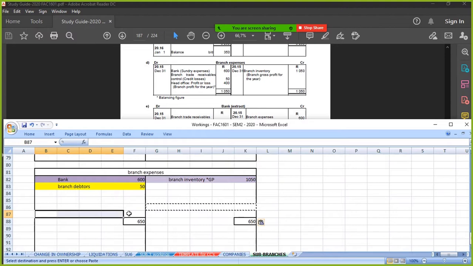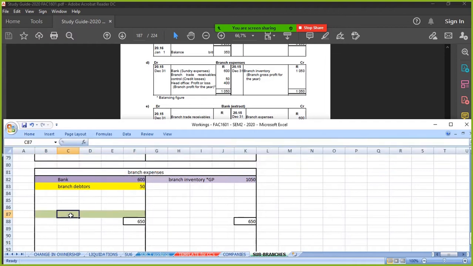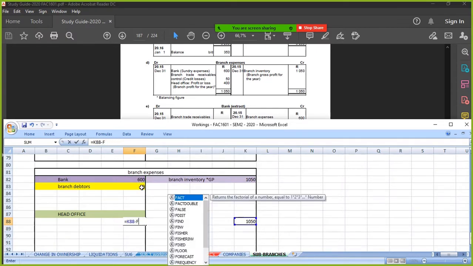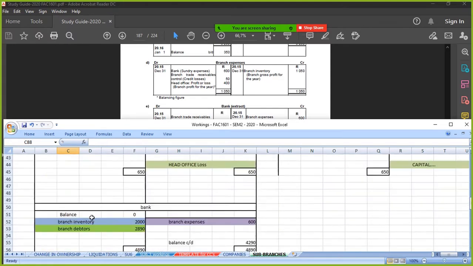Okay, so then you would highlight this side instead of that side, and you would close this off to the head office. So this would be a head office profit. Let's work it out first. 1050, minus that. Reference first, then minus. This minus that, and then you'll get that. Yeah, that's fine. That would be the head office profits. Net profit actually.